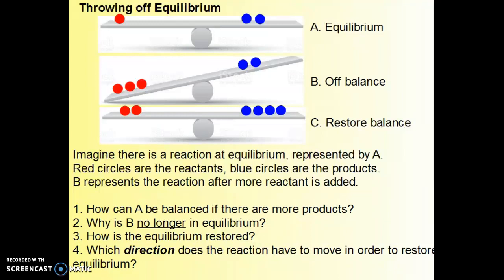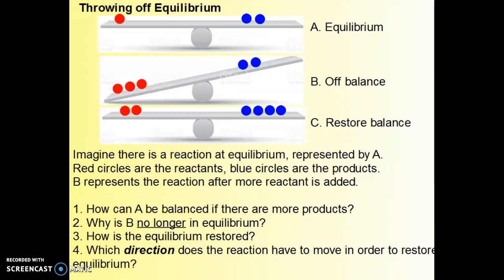But these are balanced in a way that we have the equilibrium state where the forward and reverse rates are considered the same. So in this analogy, the force being applied by the reactants in red is balanced out by the force applied by the products in blue. So let's imagine that I added a couple of reactants, red circles, to our equilibrium state. And that would throw it off balance and cause it to no longer be in equilibrium. And so this is representing that in B.